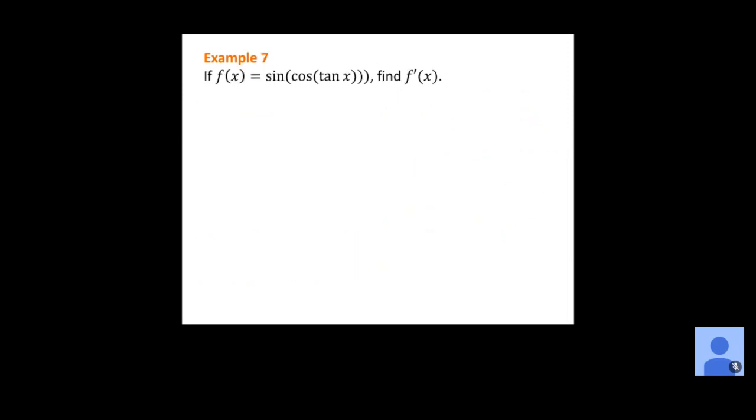All right, so now we want to find f prime of x if f of x is sine of cosine of tangent. Okay, so notice this is not multiplication. This is actually the sine of the cosine of the tangent of x. All right, so what rule are we going to have to use here to find this derivative?